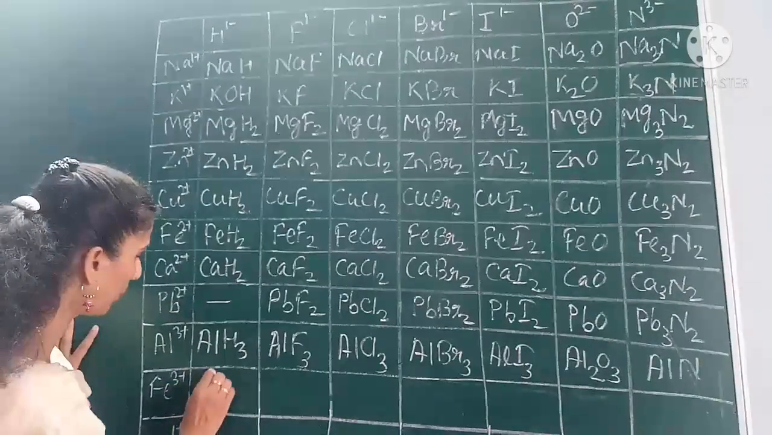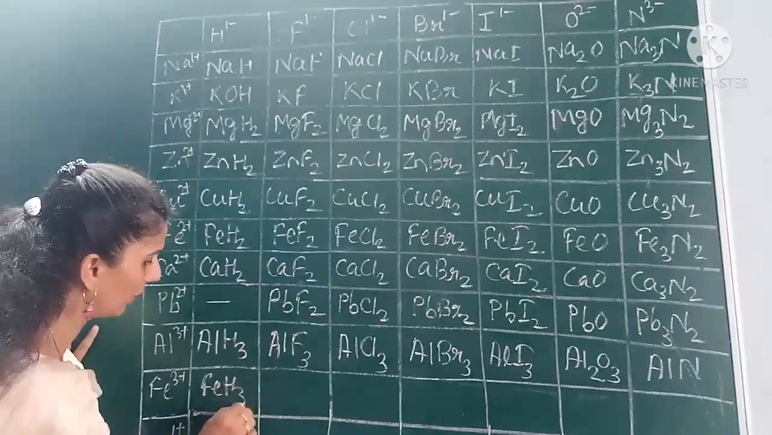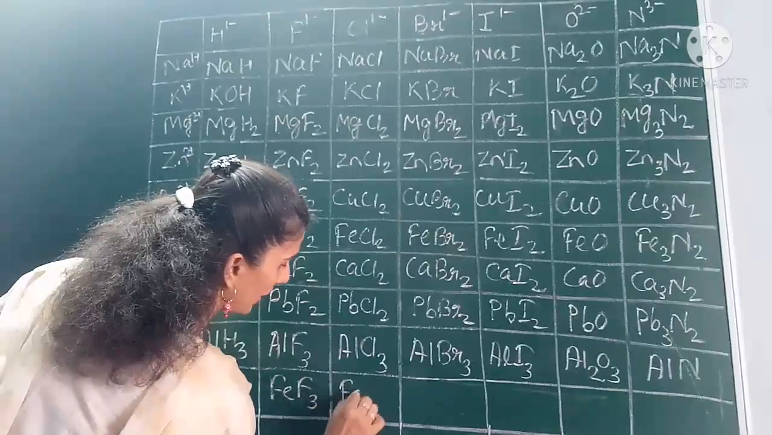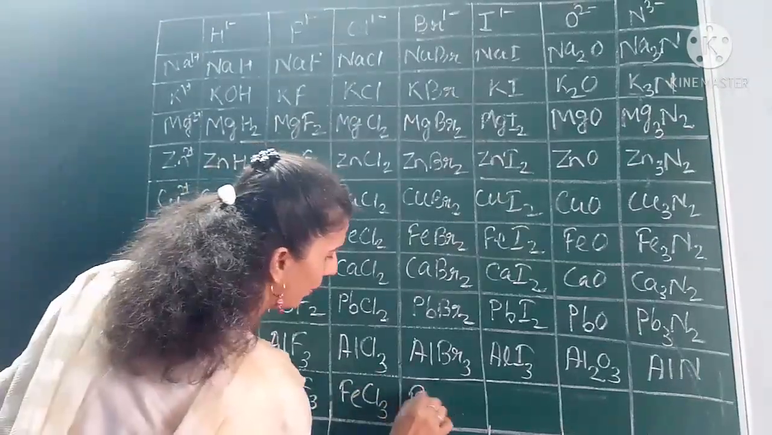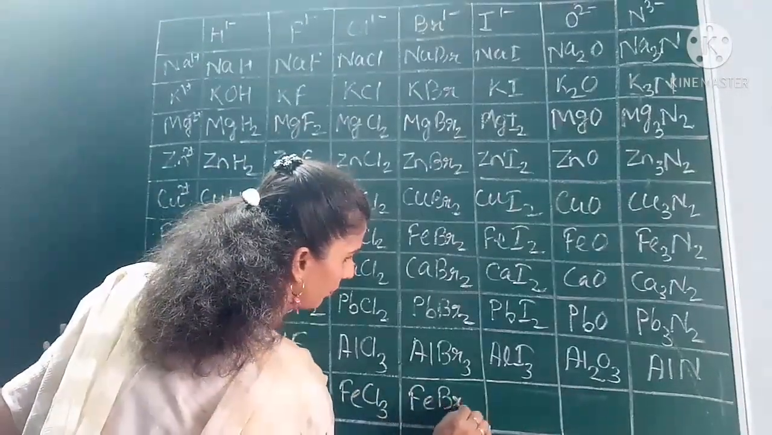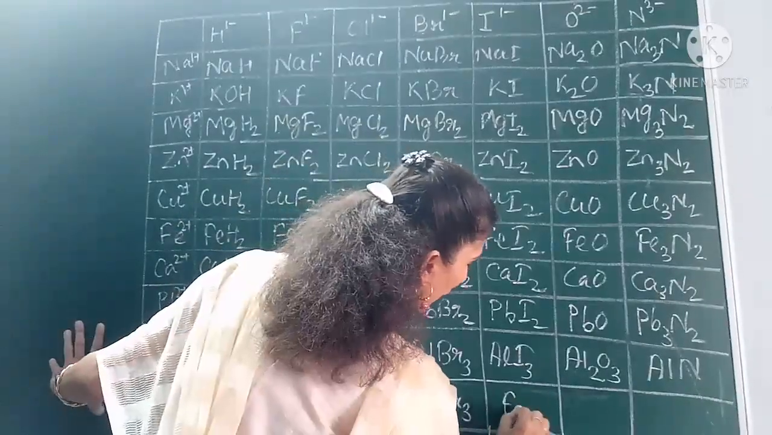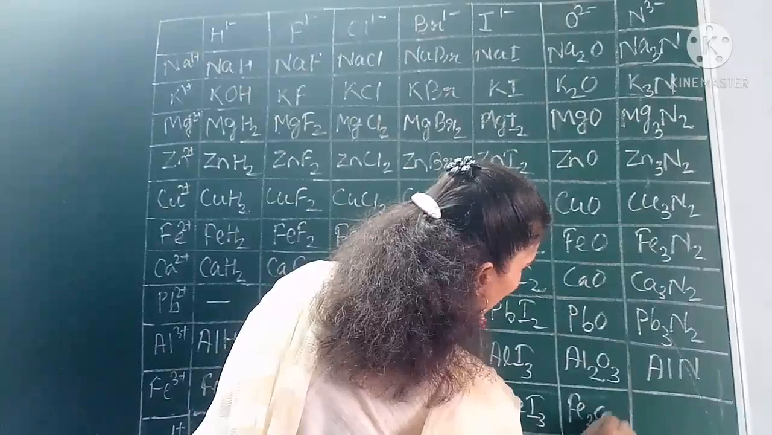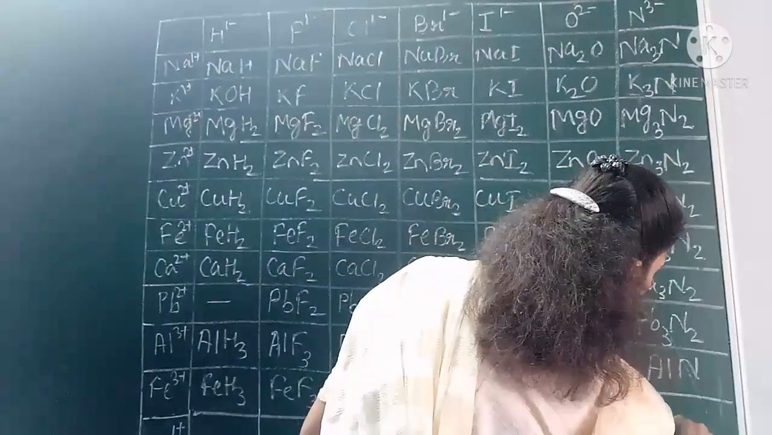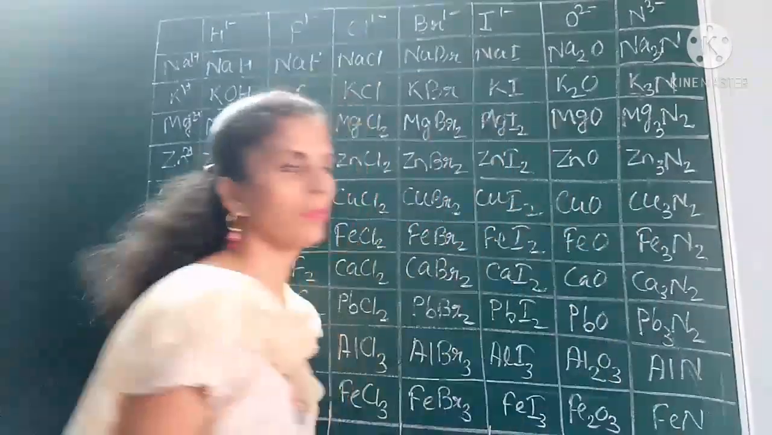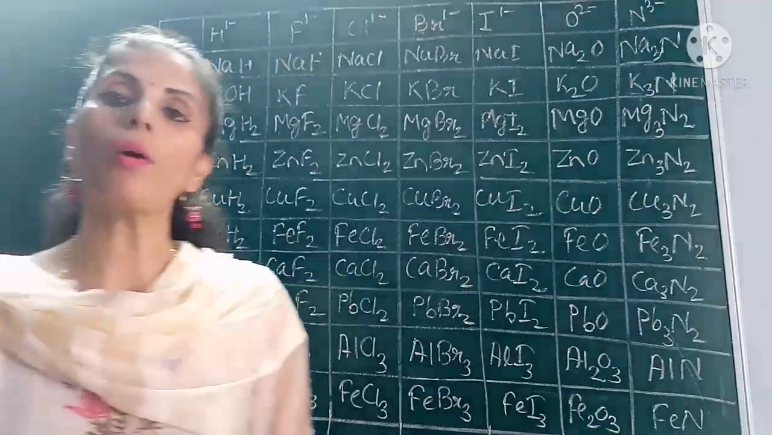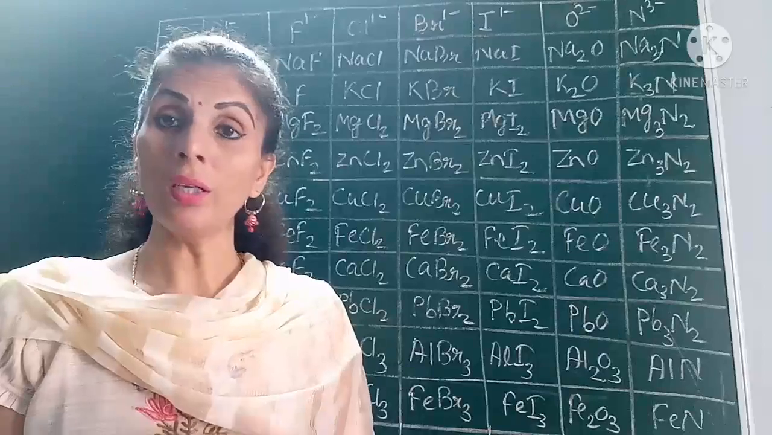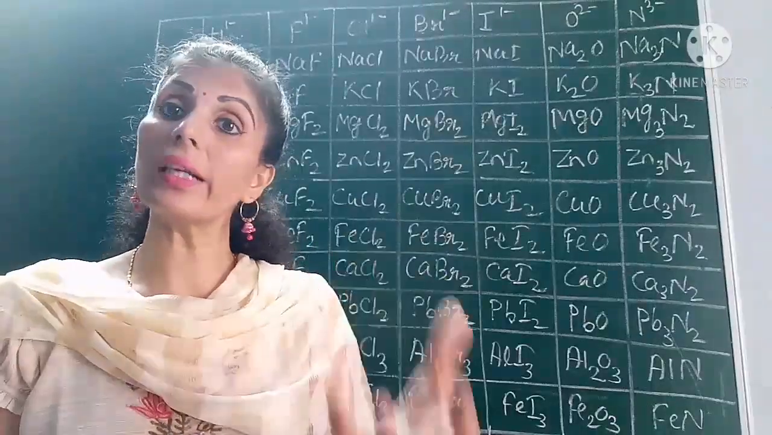So you can write FeH3, FeF3, FeCl3, FeBr3, FeI3, Fe2O3, and FeN. So these are the compounds I have written here. After that I will form the same metals with the radicals.